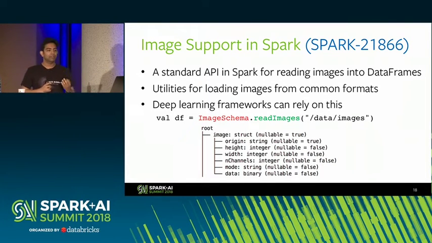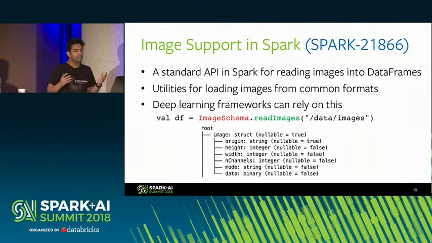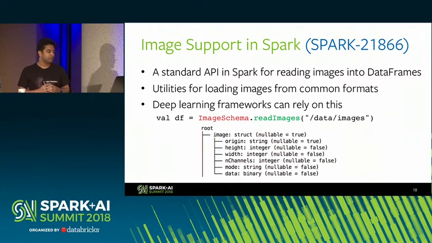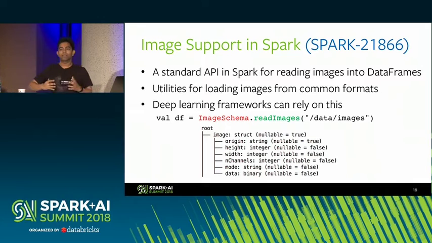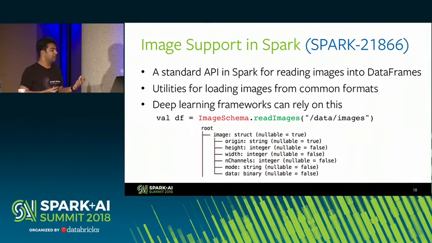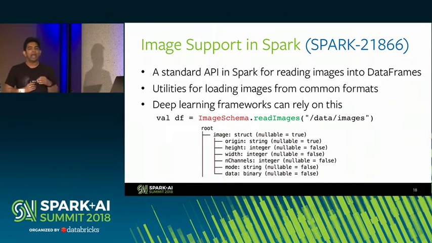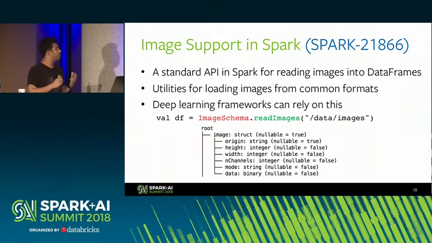The community got together, engineers from Databricks and Microsoft, and they decided to create a standard API for reading images in Spark. This also required creating a standard encoding that Spark could understand and share with the deep learning frameworks. So this resulted in adding first-class support for images in Spark.